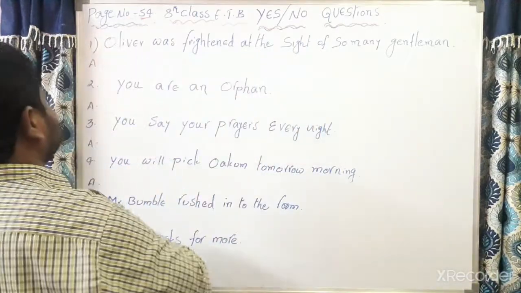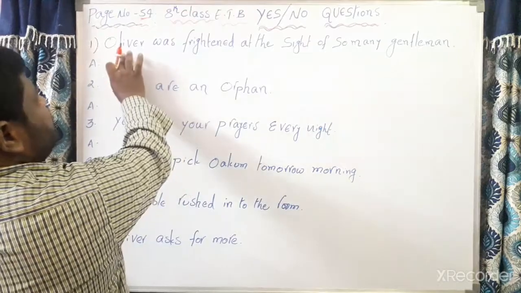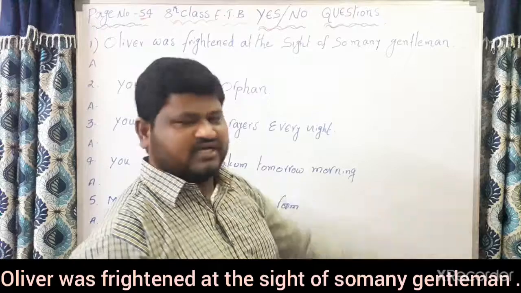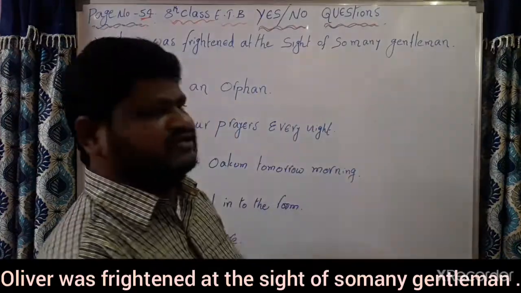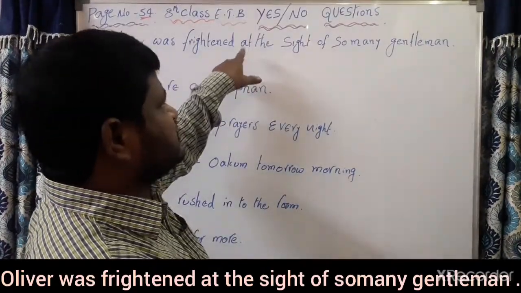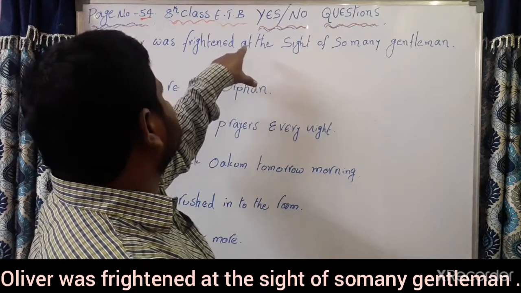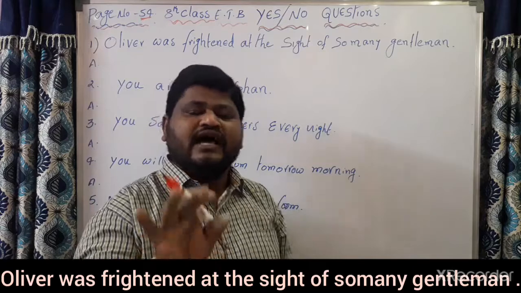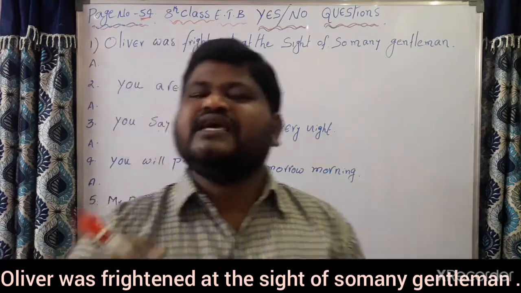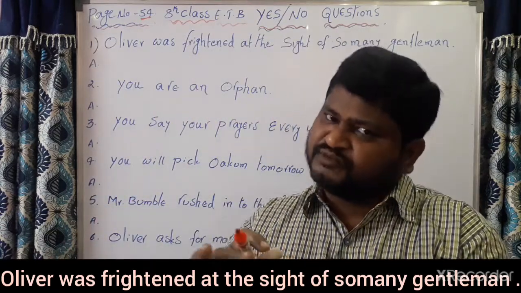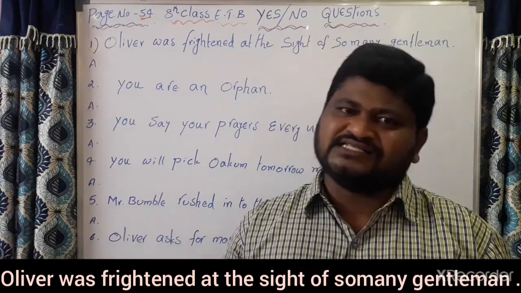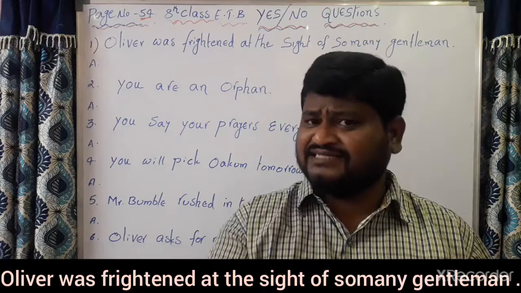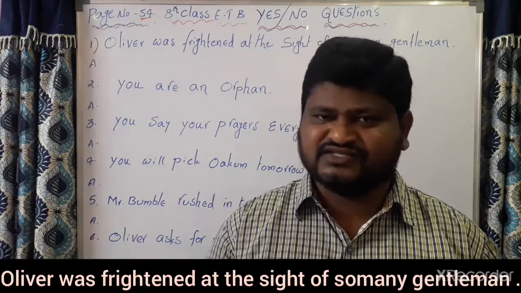చదువు చూడండి. ఫర్ ఎగ్జాంపుల్ ఫస్ట్ ఎగ్జాంపుల్, Oliver was frightened at the sight of so many gentlemen. So this is the sentence, friends. In this sentence, first you have to observe, so we have the helping verb or not. Helping verb ఉంటే ఈ హెల్పింగ్ వెర్బ్‌ని సబ్జెక్ట్ ముందుకు తీసుకొచ్చి రాసి చివరన క్వశ్చన్ మార్క్ యాడ్ చేస్తే అది ఆన్సర్ కింద వచ్చేస్తుంది.